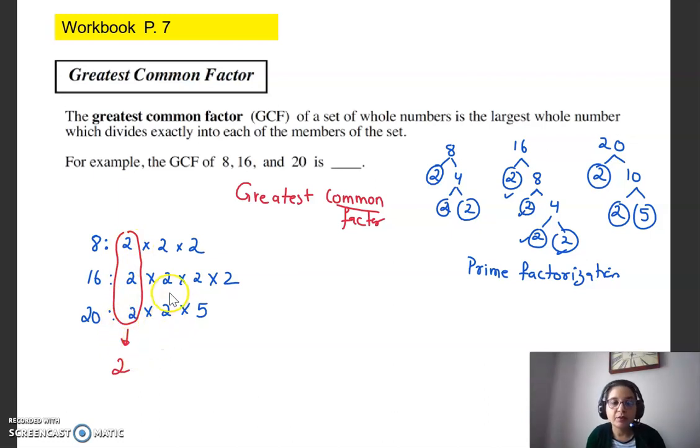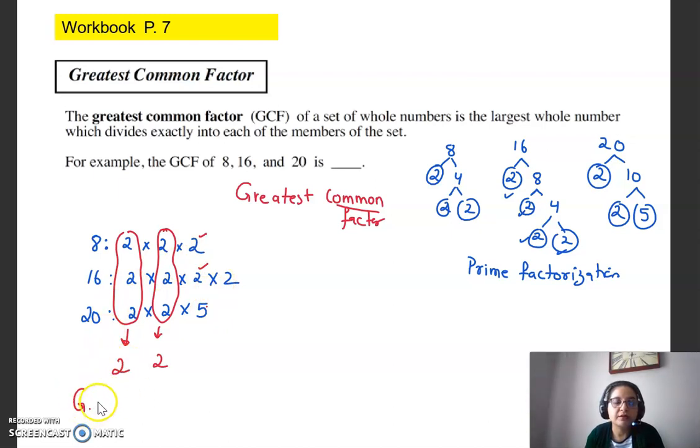I'm going to see if there's another one that is common to all 3 of them. In this case, it's going to be this one right here. This is again common in all 3 of them. So that tells us that those are the common ones. Then I try to see if there's another one that's common. Well, I have a 2 here and here, but it's not common in the last one. There's no extra 2 in there. So this will not be counted as a common factor. And then this 2 is only here and this 5 is only here. So these ones will not be counted as greatest common factors.